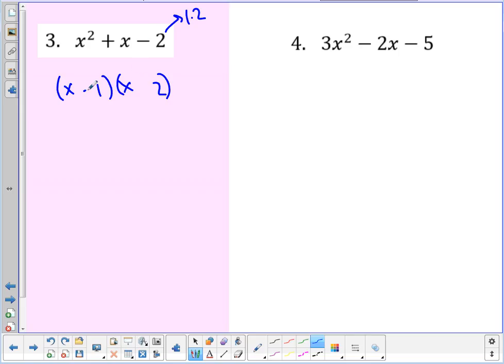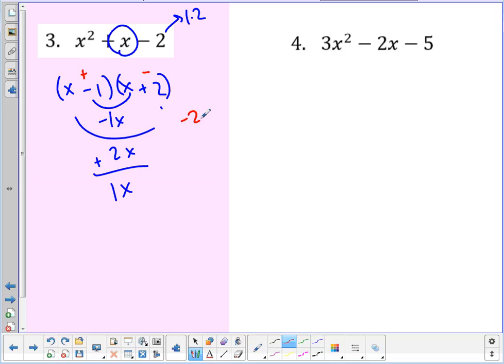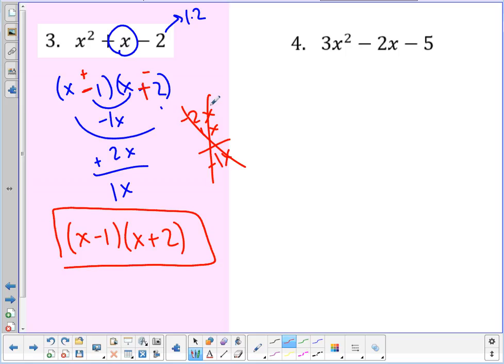If I put a negative here and a positive there, that gives me a negative 1x, and that gives me a positive 2x. And that gives me a positive 1x for the middle. And that's what I want. If I would have flipped that, let's say I had my positive here and my negative there, I would have ended up with a negative 2x and a positive 1x, and I would have gotten negative 1x in the middle, and that's not what I want. So I know I need to have my negative with the 1 and my positive with the 2: x minus 1, x plus 2. So that's the whole checking piece. We just want to make sure that we check, especially those insides and outsides. That's the hardest part to get here, is the inside and outside.